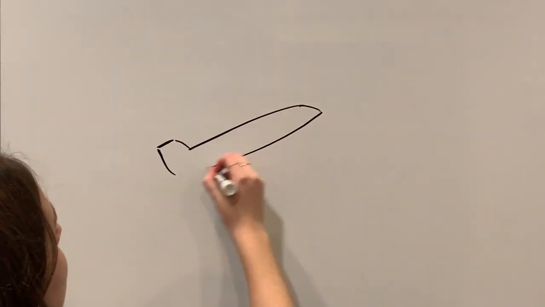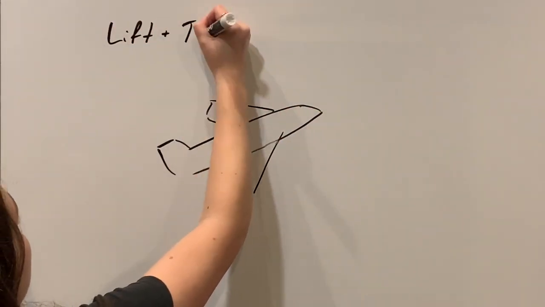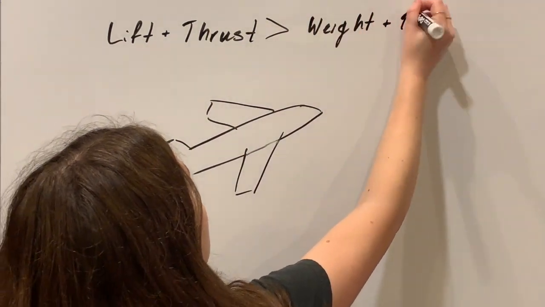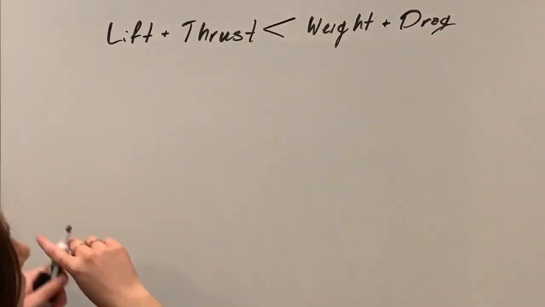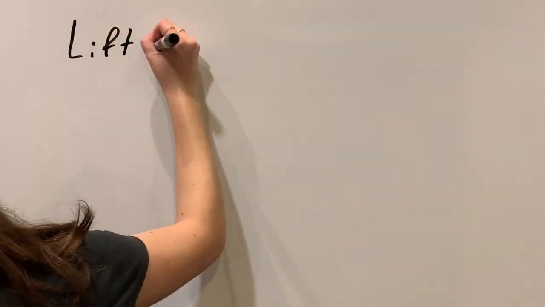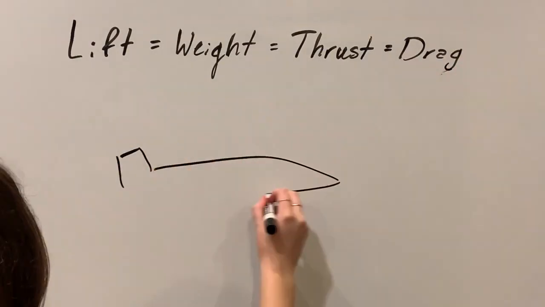When all four of these forces work together, it allows an airplane to fly. When lift and thrust are greater than weight and drag, the plane flies upwards. When lift and thrust are less than weight and drag, the plane flies downwards. When all of these forces balance each other out, the airplane, or your hand, is able to fly in an even direction.